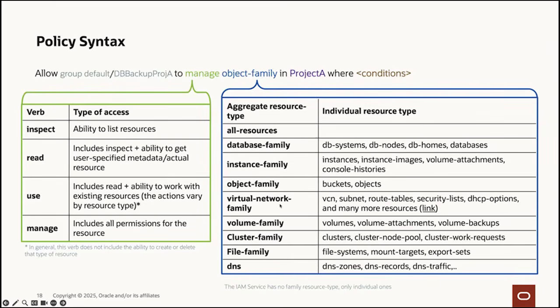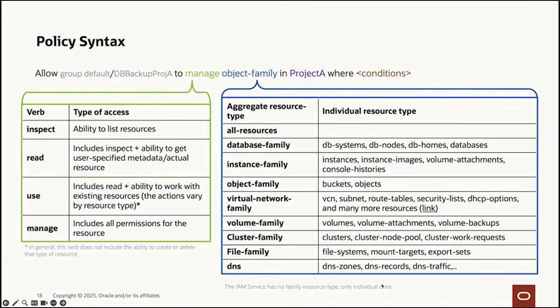In this case, right, if you're writing it for network administrators, you might want to give them access to the virtual network family, which is going to include the VCN, the subnet, route tables, all the networking resources. But if you're just writing it for someone who, let's say, is working with database backups or block volume backups, right? There's specific resource types for that as well. So in this case here, if it's for block volume backups, you could just give them access to the individual resource type, which is volume backups.